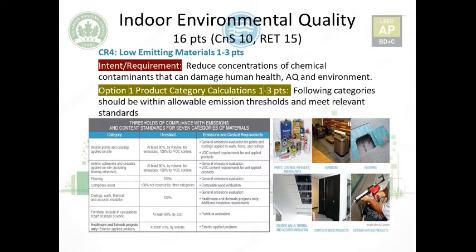Option number 1 for 1 to 3 points is product category calculations, and these are the categories. Following 7, should be 6 in fact, within allowable emission threshold. If you see, the 7th is the extra requirements for healthcare and school, which LEED is always taking care of. So these are the 6 categories. The first one is paints, coatings, adhesives and sealants, then furniture, flooring, ceilings, wood products, and exterior applied products.